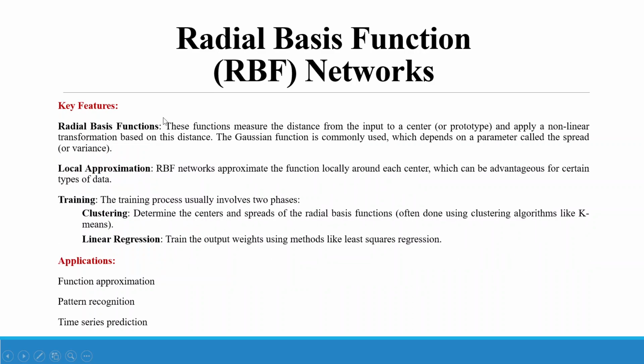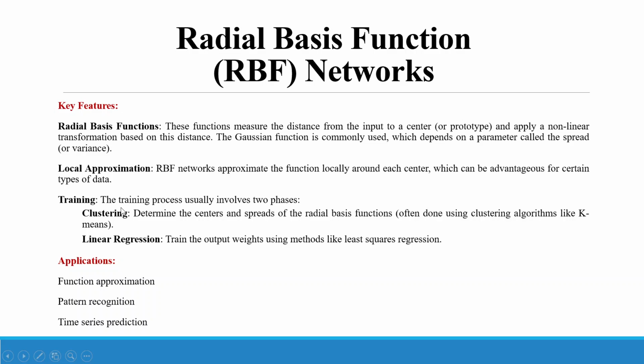Key features. Radial basis function. This function measures the distance from the input to a center or a prototype and applies a non-linear transformation based on this distance. The Gaussian function is commonly used, which depends on a parameter called the spread or variance. Local approximation. RBF networks approximate the function locally around each center, which can be advantageous for certain types of data.